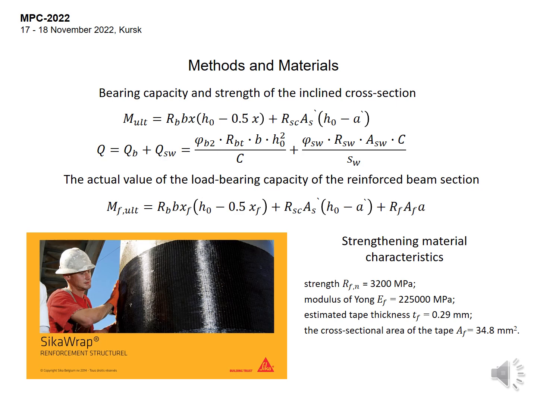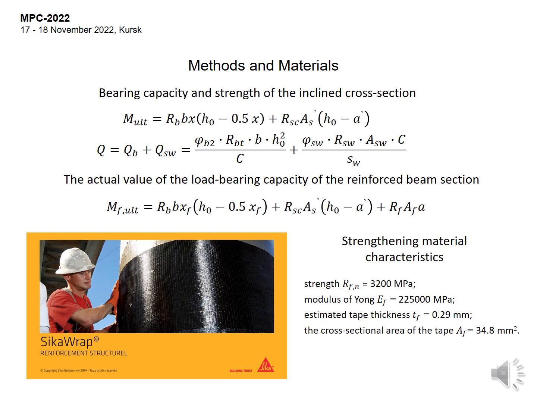The C-cover-up 513 tape has the following physical and mechanical characteristics: strength, modulus of Young, estimated tape thickness, and the cross-sectional area of the tape, as you see in this slide.